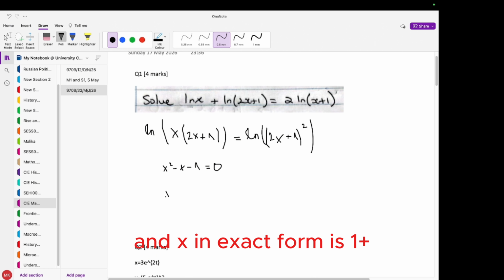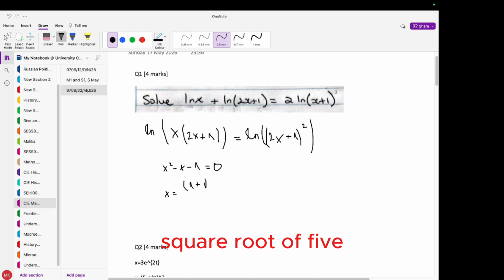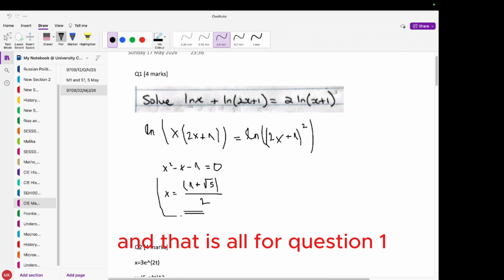and x in exact form is 1 plus square root of 5 over 2, and that is all for question 1.